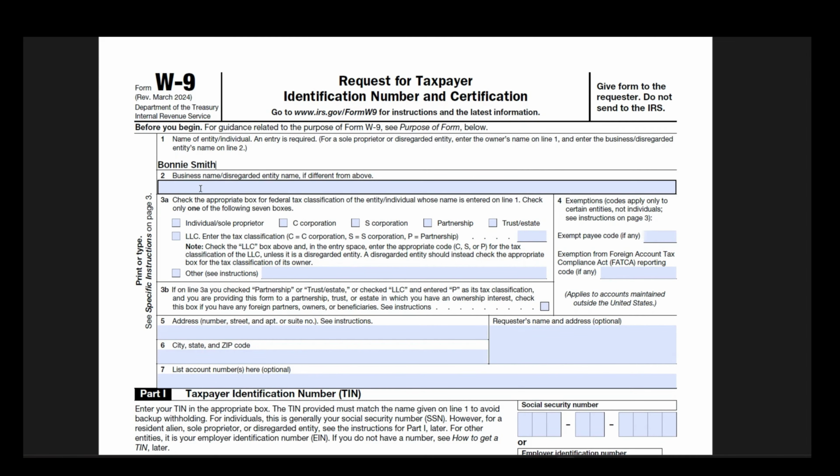Moving on to line two, this is where you're going to report the name of the business LLC that you operate under. Bonnie is a single member LLC, so we're going to include her business name, which is BS Real Estate LLC.